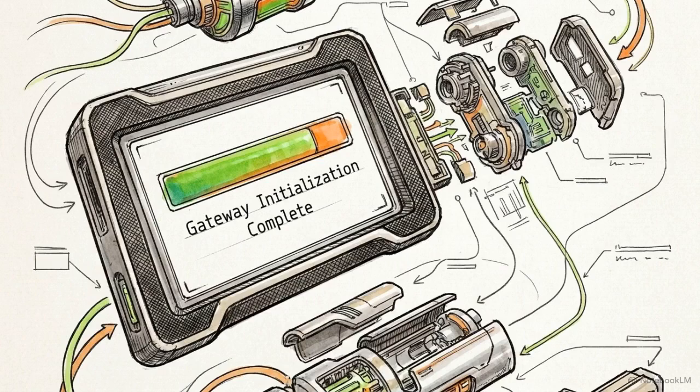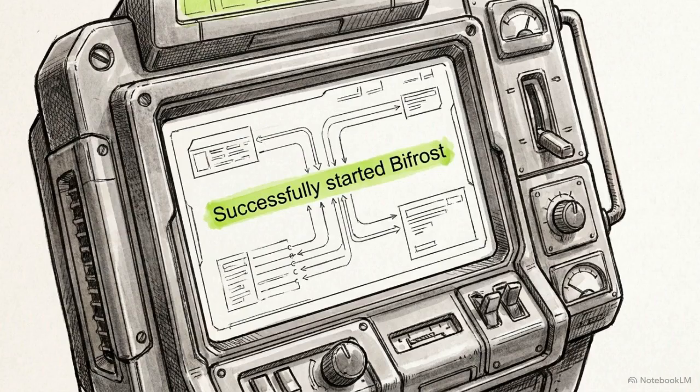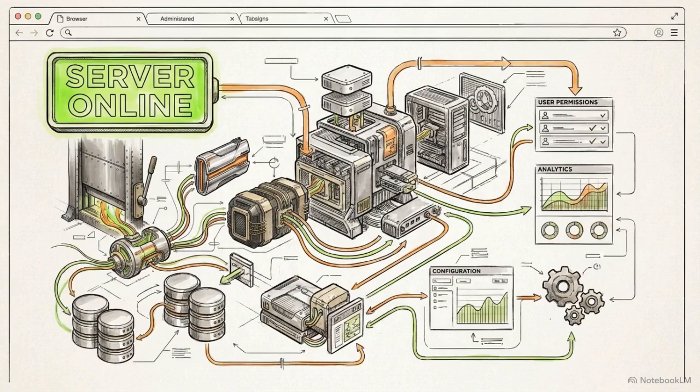Step 1 is getting the gateway running. Open your terminal and run the command npx @bifrost/ai/gateway. This downloads and starts the open-source Bifrost server locally. Check the terminal output. Once you see the initialization complete, it will confirm that the user interface is now being served directly on localhost port 8080.